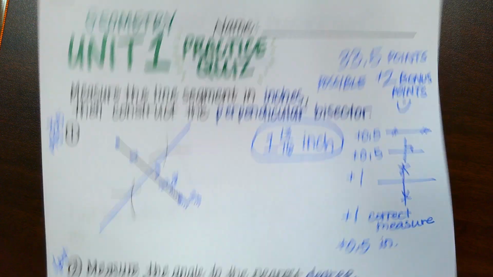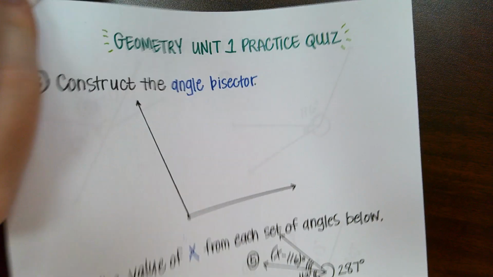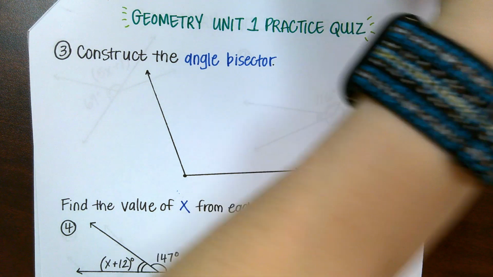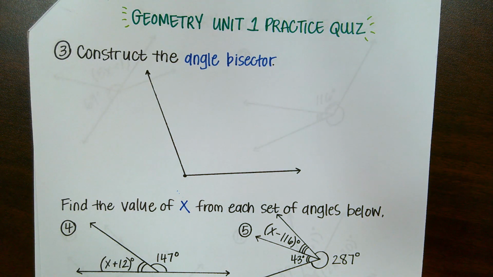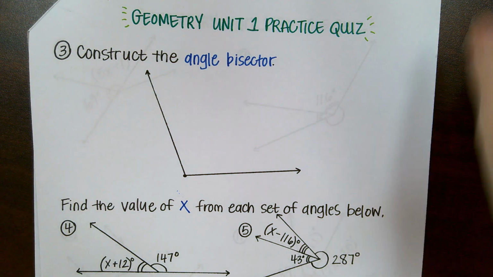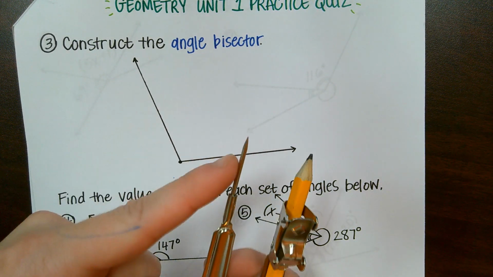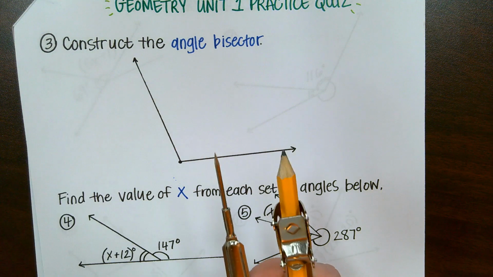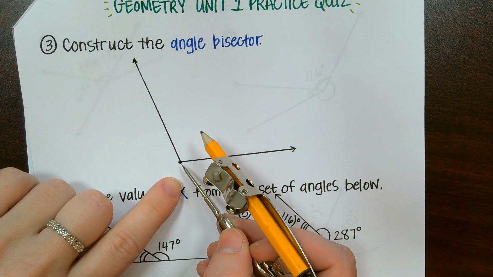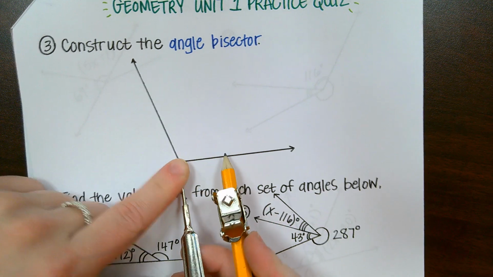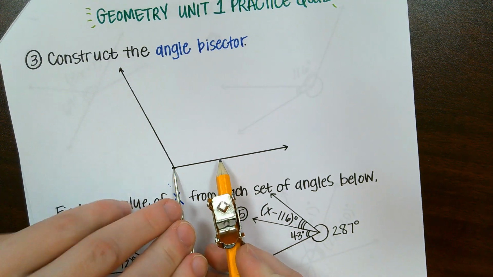So let's flip through the next page now. For number 3 here, you are supposed to construct the angle bisector. So let's do that together. First, we need our compasses again, and we want to start with the point of our compass on the vertex of our angle.